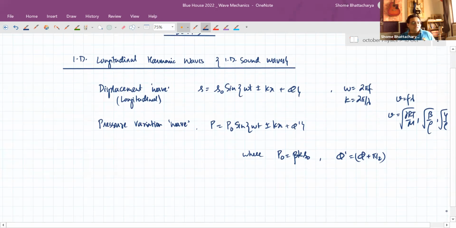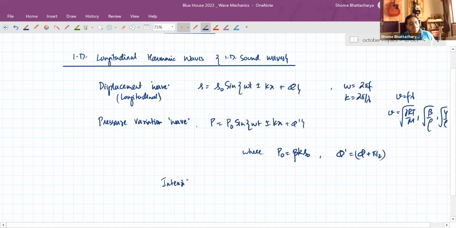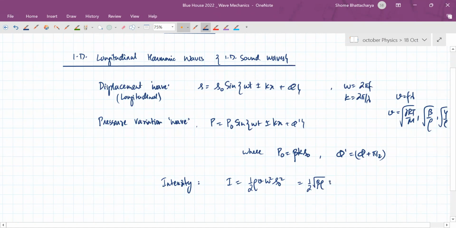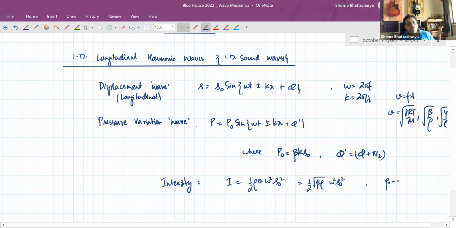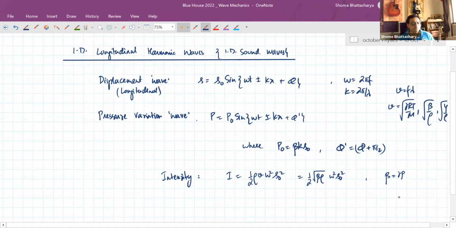Fine. Then the next thing we had seen was intensity of the sound wave, defined as energy propagated per unit area per unit time. That intensity was half rho v omega square S0 square, or what we can also write as half of square root of Bulk's modulus into density into omega square into S0 square. Of course, Bulk's modulus becomes an instantaneous quantity for a gaseous medium, so it becomes gamma into P, that we discussed in thermodynamics before. We also saw that this can be converted into intensity in terms of the pressure amplitude. So it becomes like this.